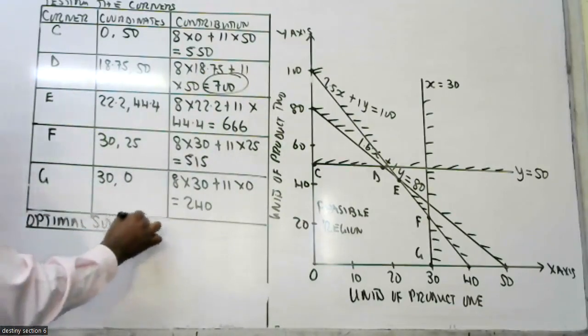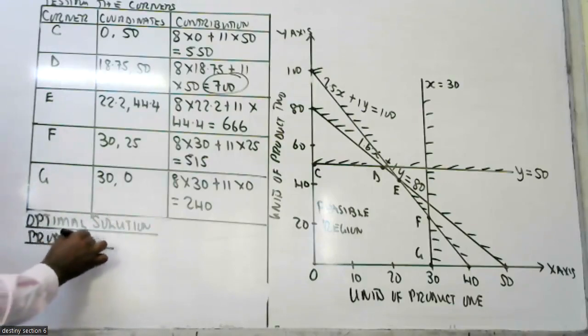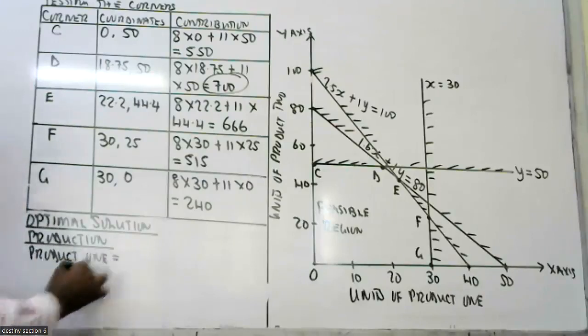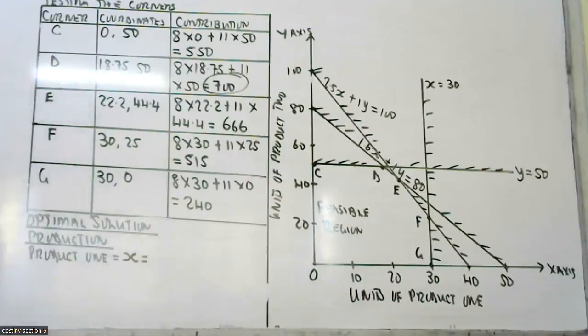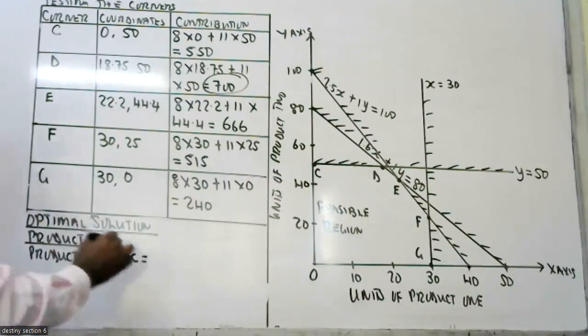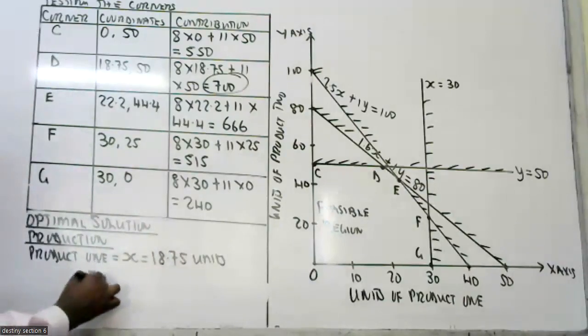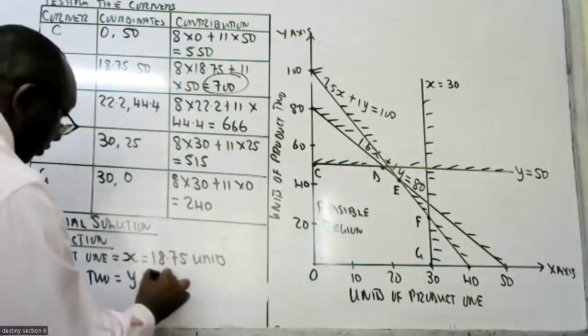For our optimal solution, I've told you you should tell us two things. One is production. For production, we had product 1, which was represented by X, so this is 18.75 units. And product 2, which was represented by Y, is 50 units.